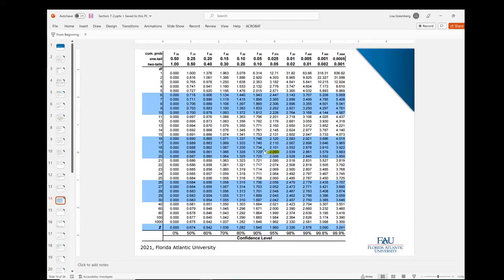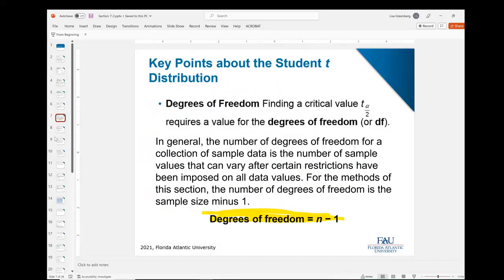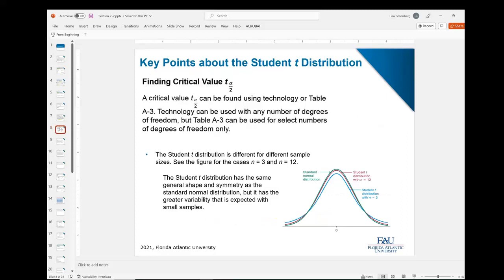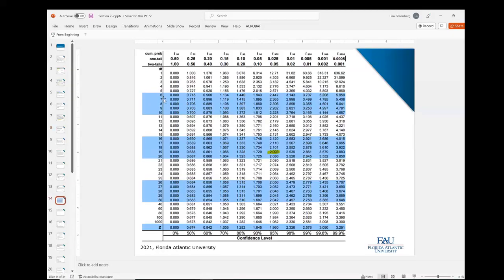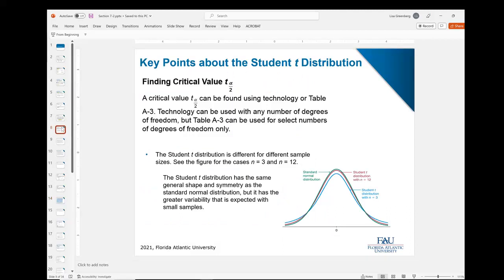Okay, so let's go back to where we were, but I wanted to show you a table. Technology can be used with any number of degrees of freedom. The table, as you saw, only had certain degrees of freedom. So notice, do I have something that's 50? No, I have 40, 60. So with technology, we have everything.